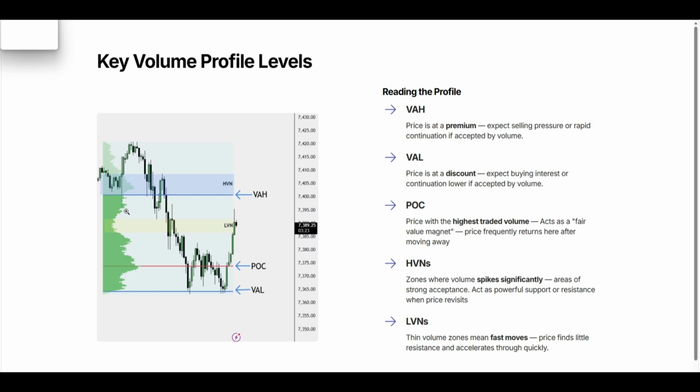Next we have high volume nodes, which are these large clusters of volume. These are areas of strong acceptance and act as powerful support or resistance when price revisits. And finally, low volume nodes, which are the opposite. These are thin volume zones where price can accelerate through quickly.